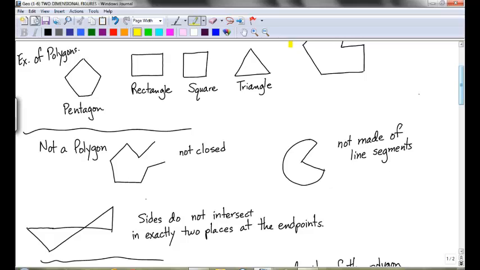This one is not a polygon. Okay, the sides do not intersect in exactly two places at the endpoints. These two lines intersect not just at the endpoints, they also intersect right here. That is not a polygon.